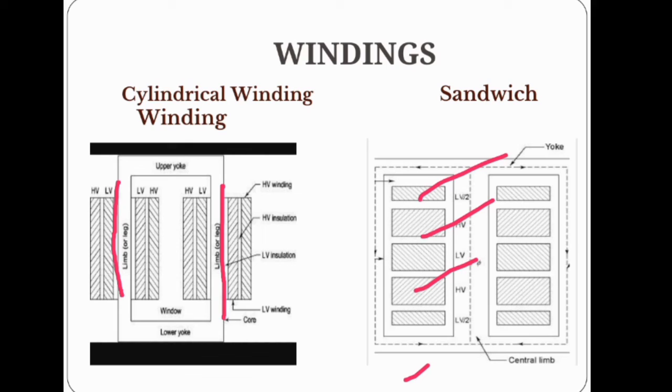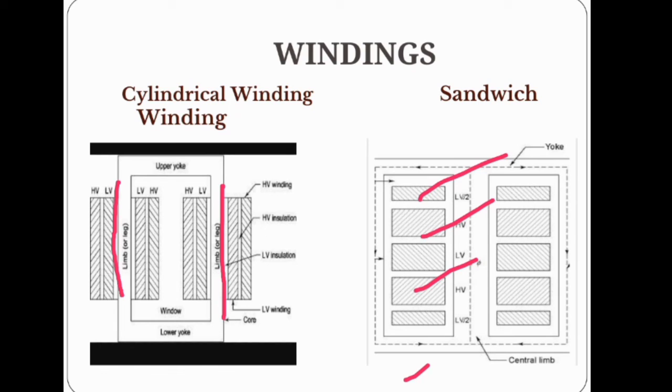The main purpose of this type of winding is also to reduce the magnetic leakage flux and to reduce the losses. So cylindrical winding is used in the case of core type transformers, and sandwich winding is used in the case of shell type transformers.